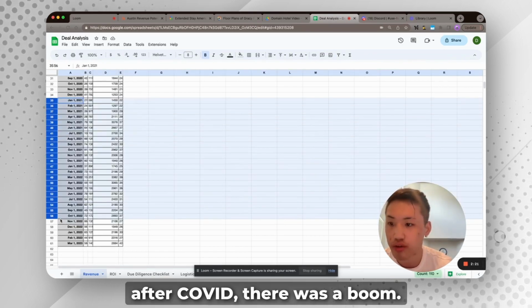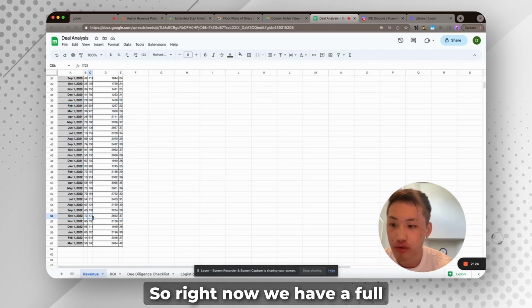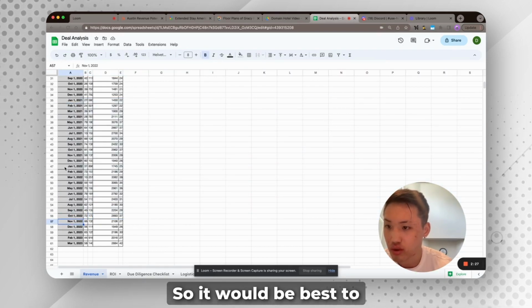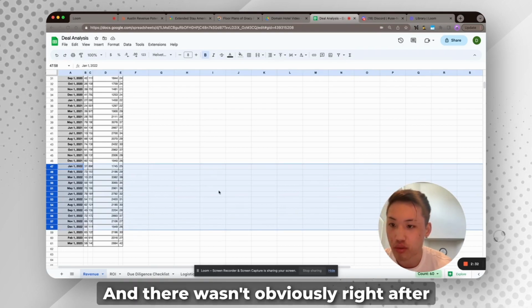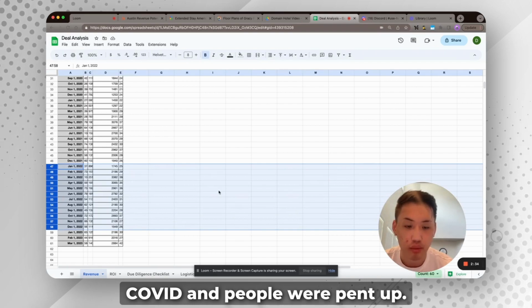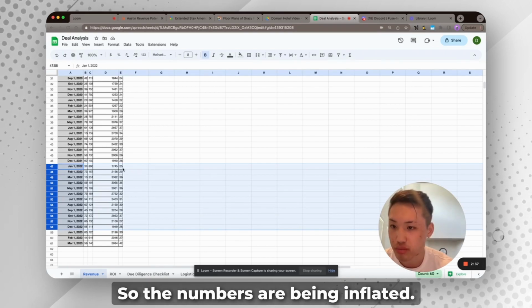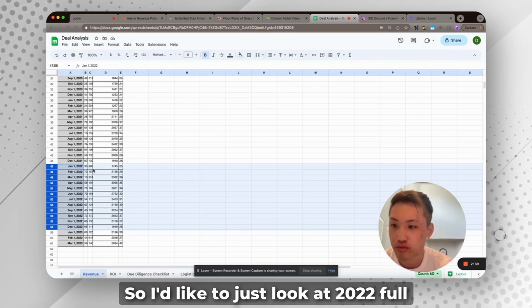After COVID, there was a boom. So right now we have a full year's worth of data from 2022, so it would be best to just look at straight 2022. This is after everything normalized a bit. Obviously right after COVID, people were pent up. There was a travel boom, so the numbers are a bit inflated. So I like to just look at the full year's worth of data from 2022.